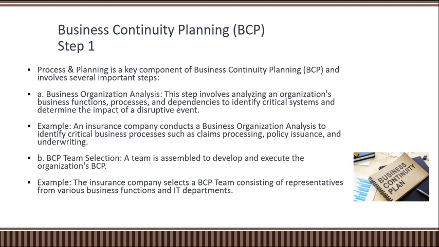Next, business continuity planning. Step 1. Processes and planning is a key component of business continuity planning, BCP, and involves several important steps. A business organizational analysis. This involves analyzing an organization's business functions, processes, and dependencies on critical systems and determining the impact of a disruptive event. Example, an insurance company conducts a business organizational analysis to identify critical business processes such as claims processing, policy issuance, and underwriting.